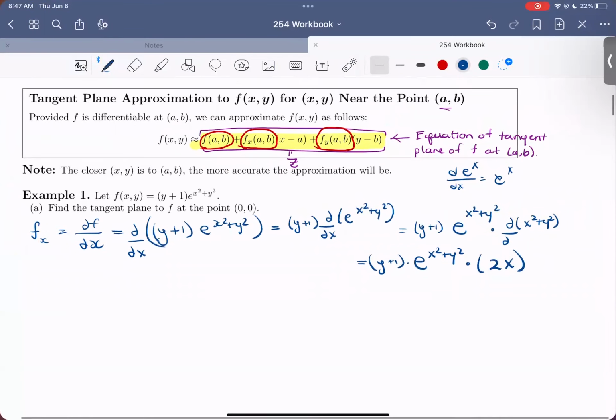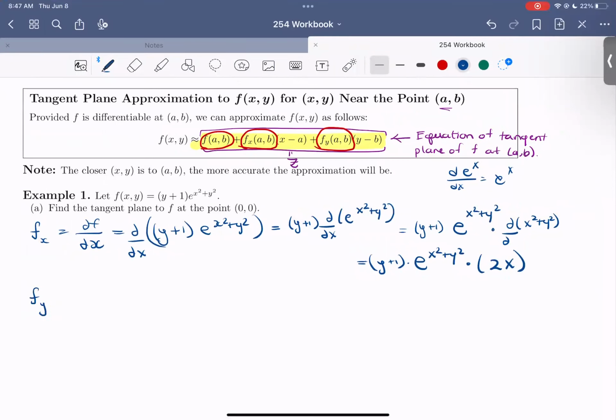Okay, so now let's do that with the partial derivative of f with respect to y. So here we're looking at y plus 1 times e to the x squared plus y squared, and we want to take the derivative of that with respect to y. So now we're treating x like a constant, but y is now our changing variable.